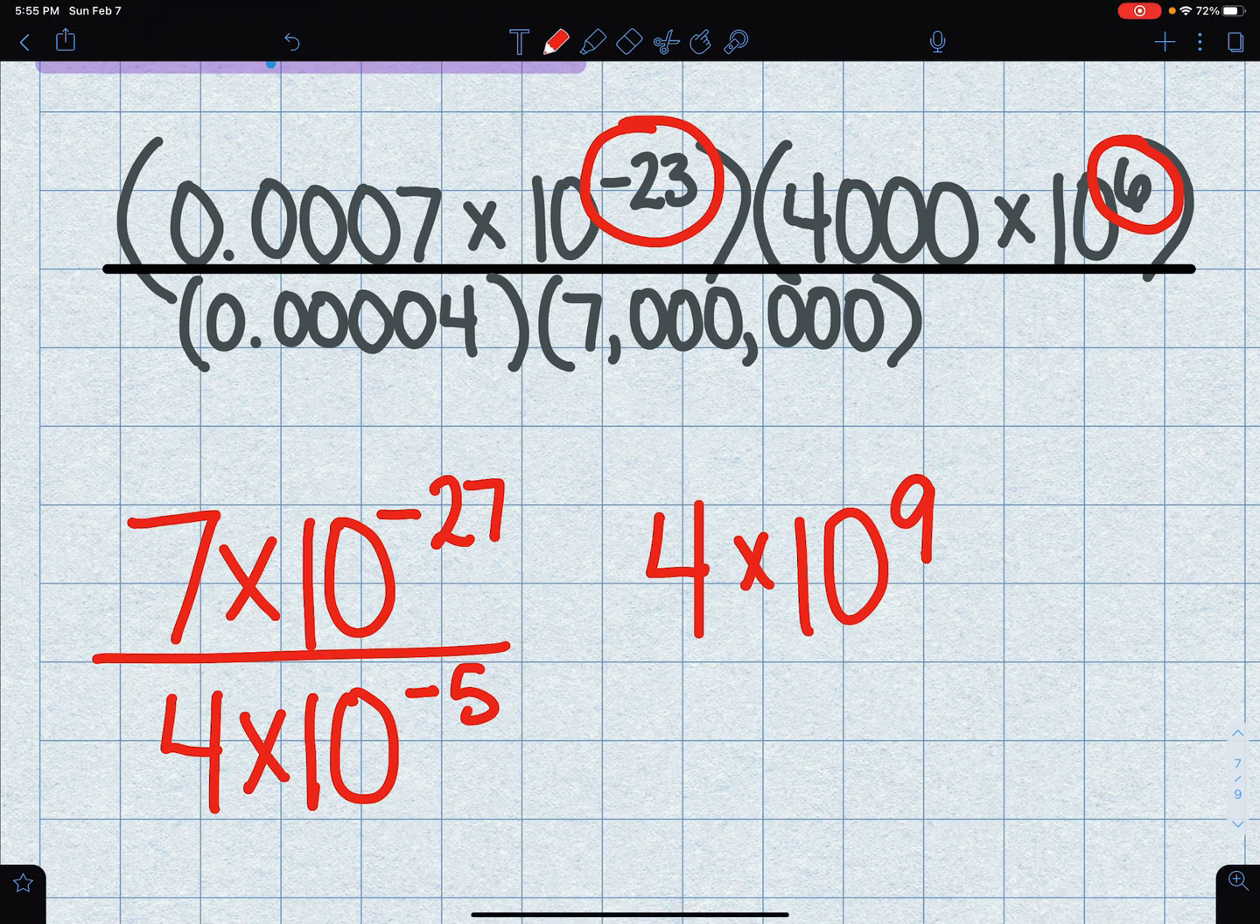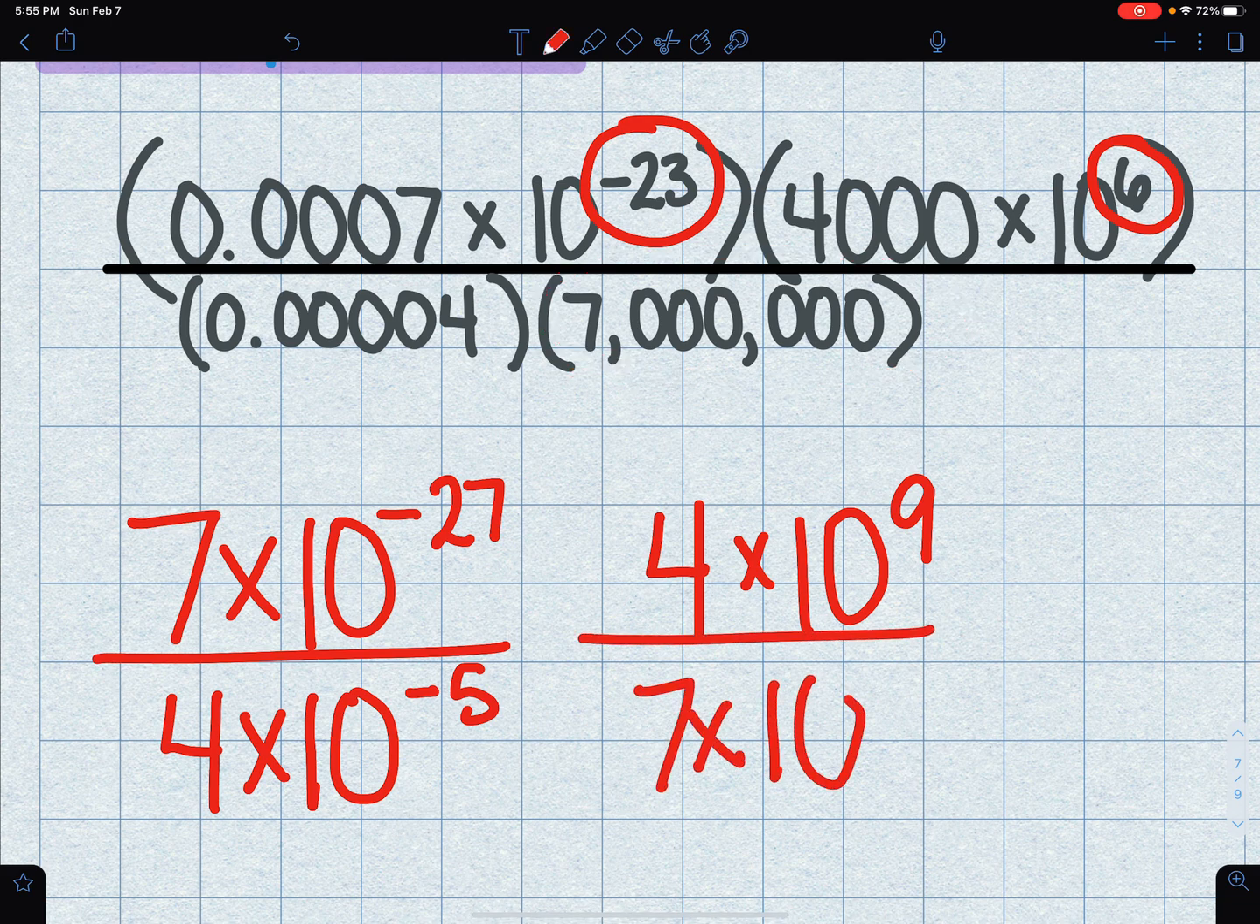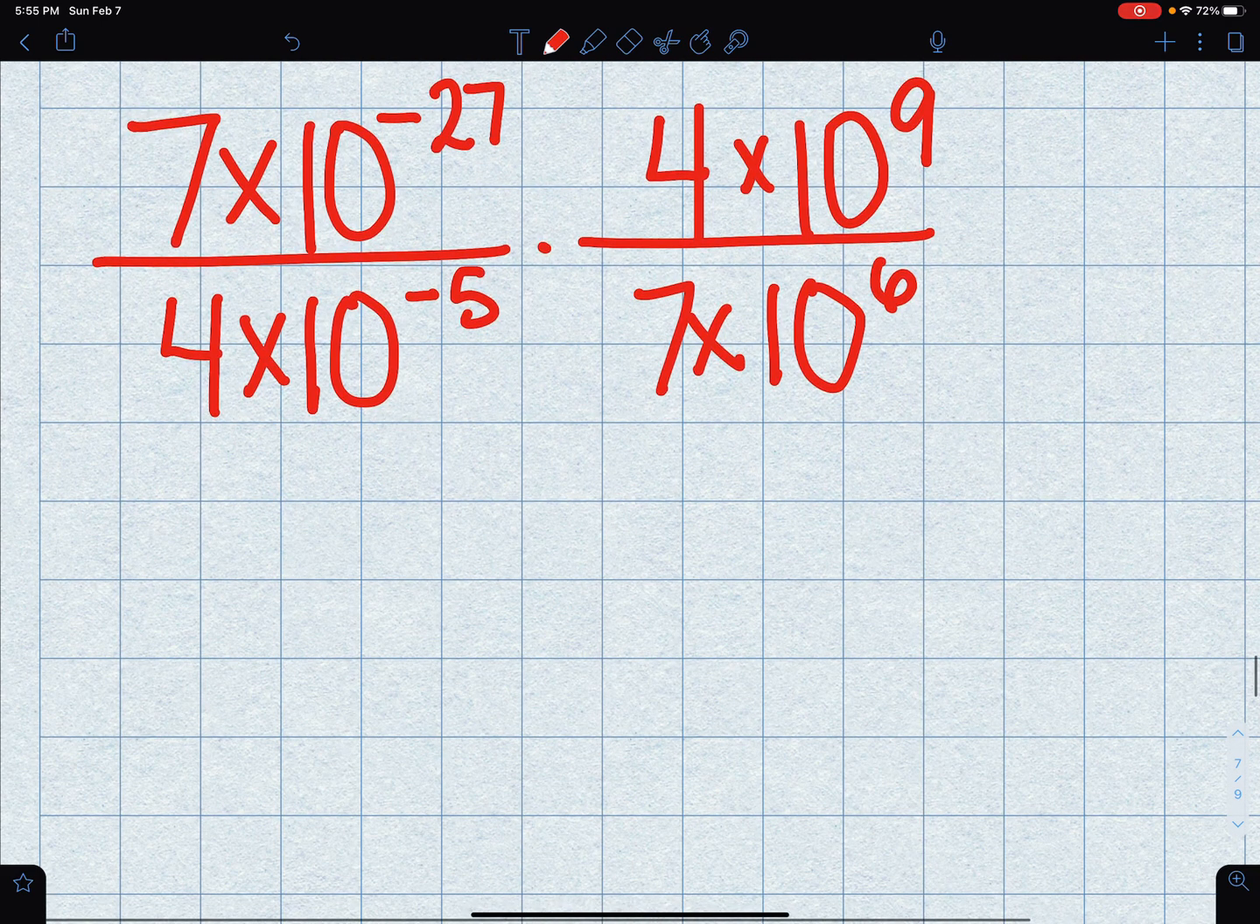Okay, what about the next one? This is going to be 7 times 10 to the 6th because it moves 6 places. 1, 2, 3, 4, 5, 6. Okay. Now, let's pull out all of the base numbers.